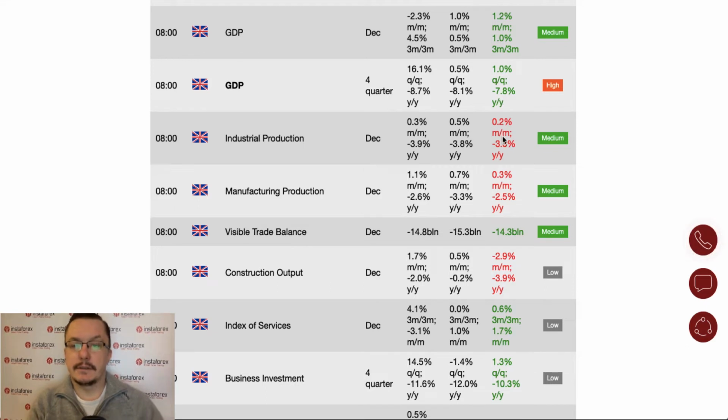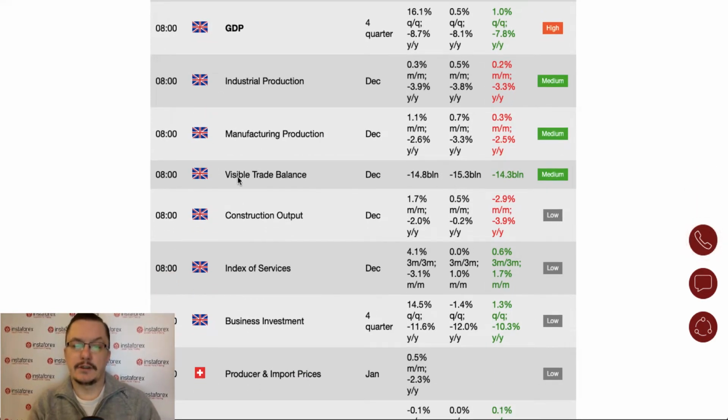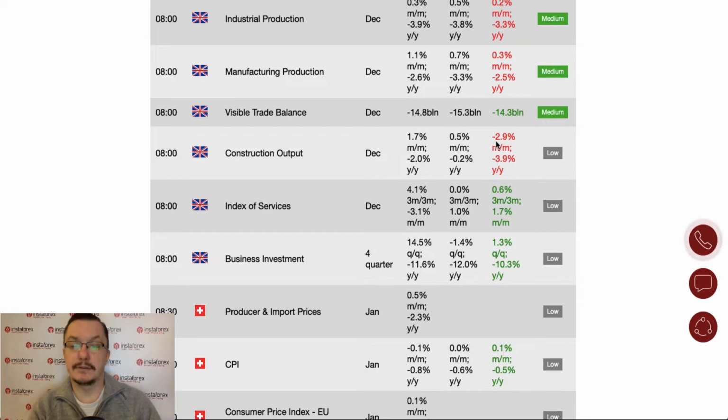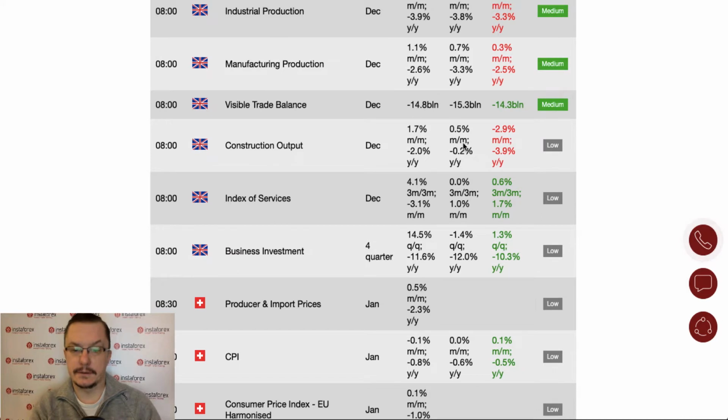Industrial production is lower than expected, 0.2% versus 0.5%. Manufacturing production lower than expected, 0.3% versus 0.7%. Visible trade balance is widening again. Construction output is minus 2.9% versus 0.5% expected. That is very bad for the news. Index of services, 0.6% versus 0% expected, right? But as you can see, there is a decline from 4.1% to 0.6%.